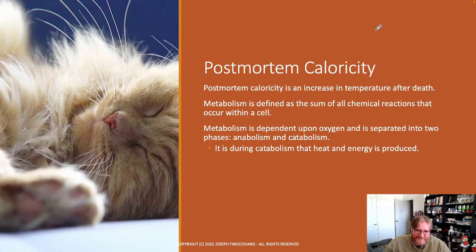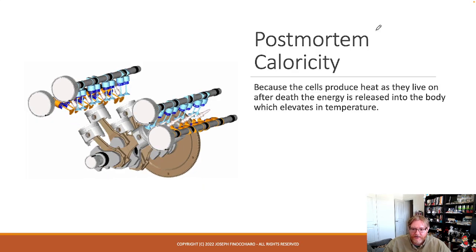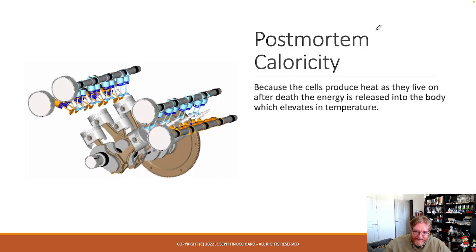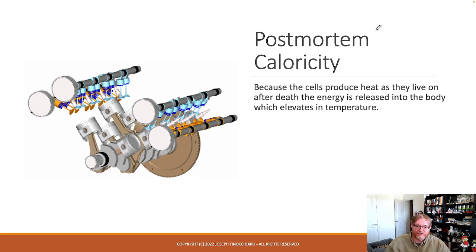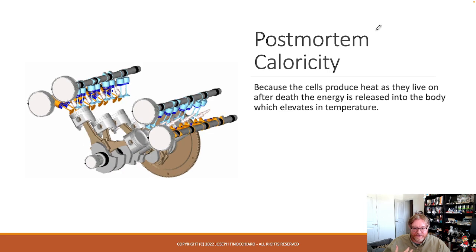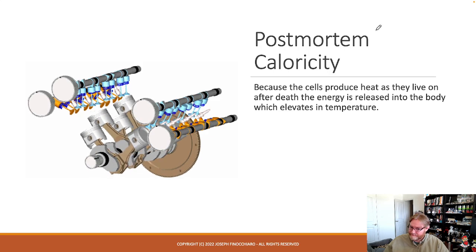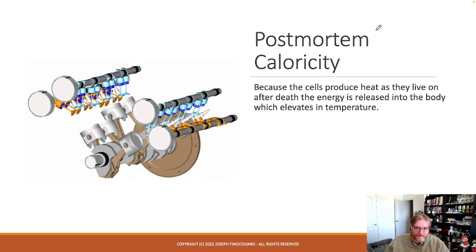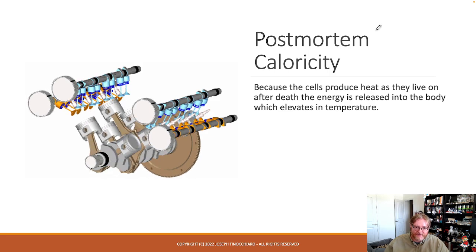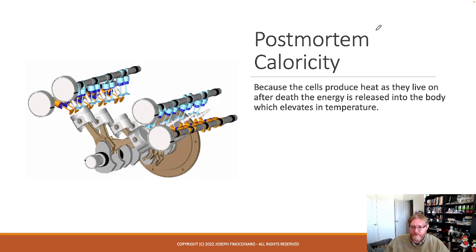Metabolism is defined as the sum of all chemical reactions that occur within a cell. Metabolism is dependent upon oxygen and is separated into 2 phases, anabolism and catabolism. It is during the catabolism that heat and energy is produced. Because the cells produce heat as they live on after death, the energy is released into the body, which elevates in temperature. As your cells are working, they're little engines. Engines produce heat. Your body, the tissues around the cells, are gigantic heat sinks, is the way to look at this.